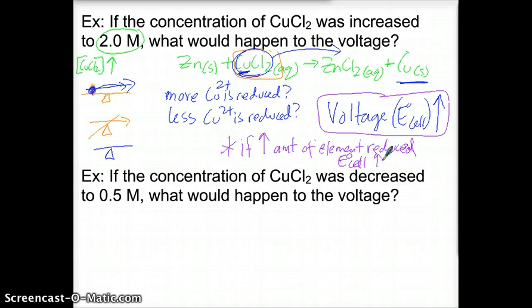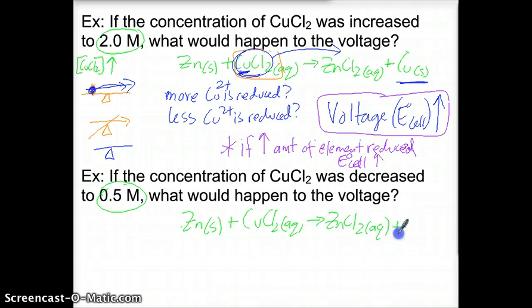On the other hand, let's try a second problem. If the concentration of copper chloride was decreased to 0.5 molar, what would happen to the voltage? So again, I'm just going to rewrite the equation down below, just for ease. So now we've decreased the concentration. So we have less copper chloride than we did originally.